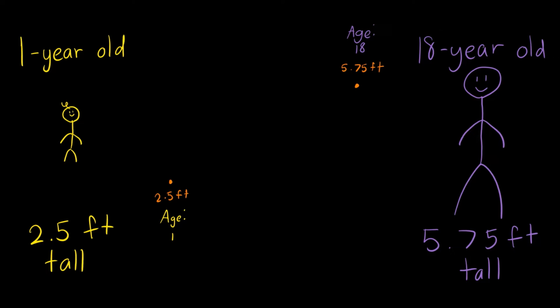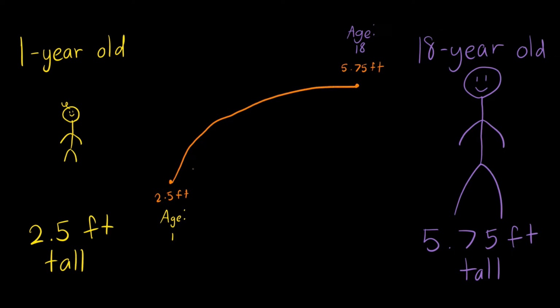So if our friend Bob starts at 2.5 feet tall when he was a 1-year-old, he had to pass through every single height between 2.5 feet and 5.75 feet before he reached his final height of 5.75 feet. Let's think about what his height might have looked like as he progressed through life. Maybe when he was really young, he got a bunch of growth spurts that made him grow really quickly. But as he got older and older, his height only grew really slowly.